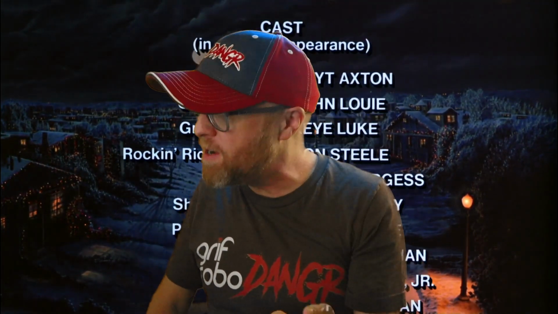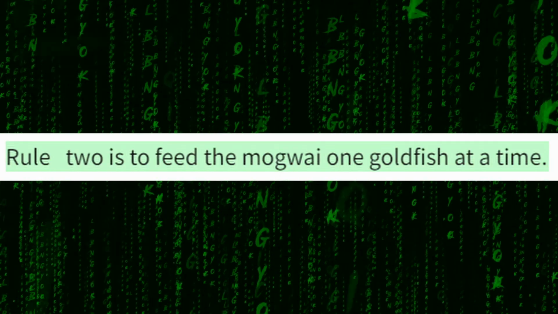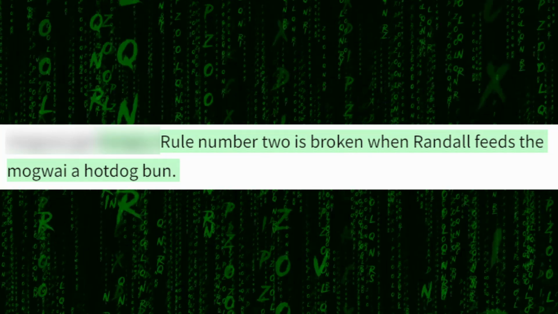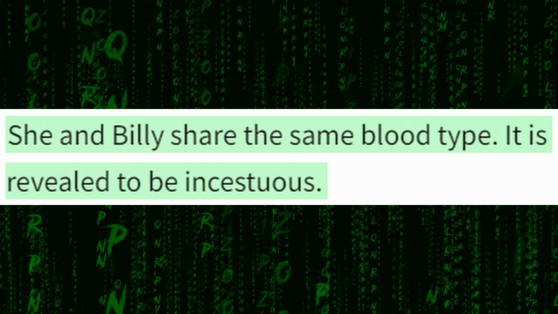Here are a few AI test creations I couldn't use in the story, but I thought they were funny. Rule 2 is to feed the mogwai one goldfish at a time. Rule number 2 is broken when Randall feeds the mogwai a hot dog bun. She and Billy share the same blood type. It is revealed to be incestuous.